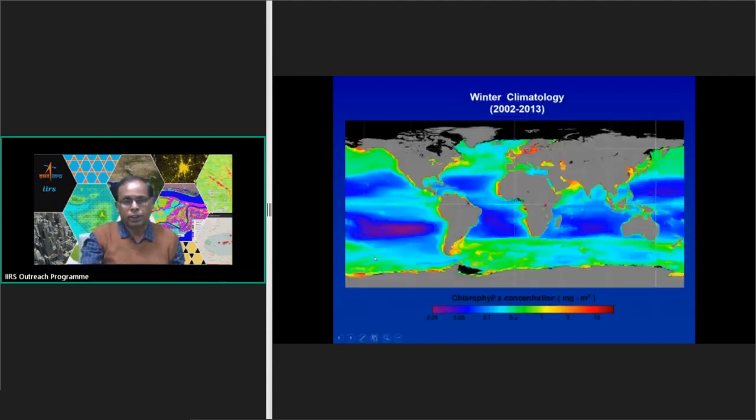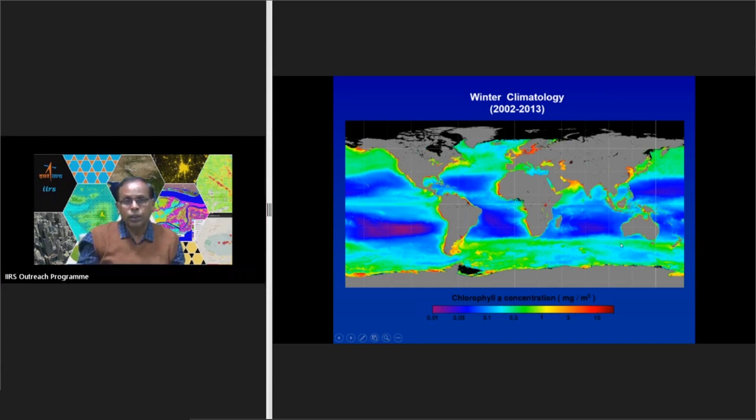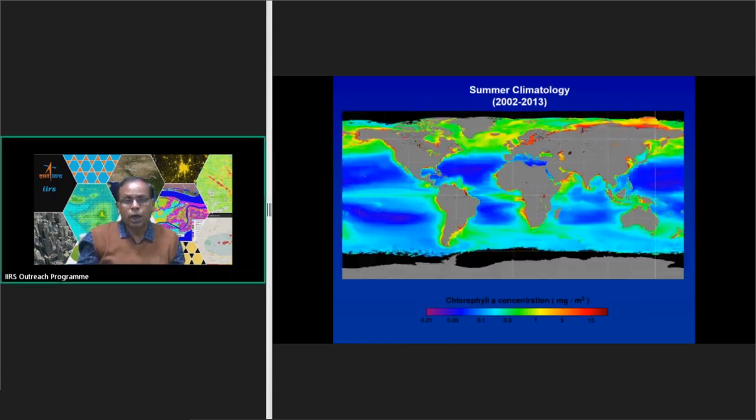And this is the enhanced picture. This is what I was telling you about, the oceanic desert areas. And this is the summer climatology. During that time, in the Arabian Sea, the monsoon wind is very active. So you are getting upwelling in this area, and the phytoplankton concentration is more here.